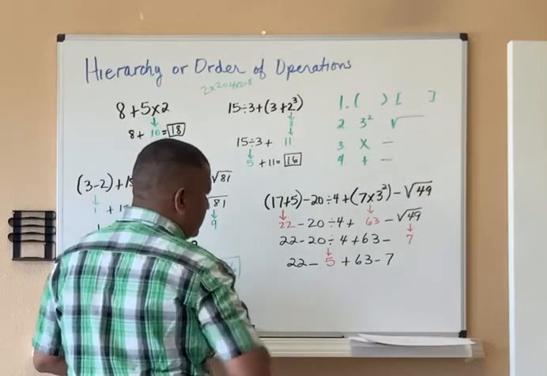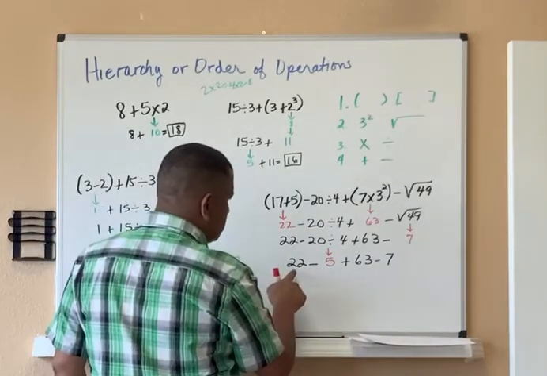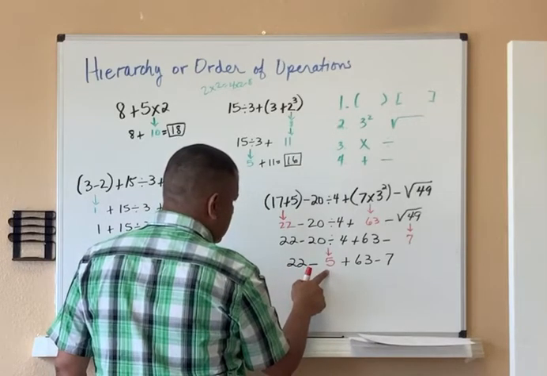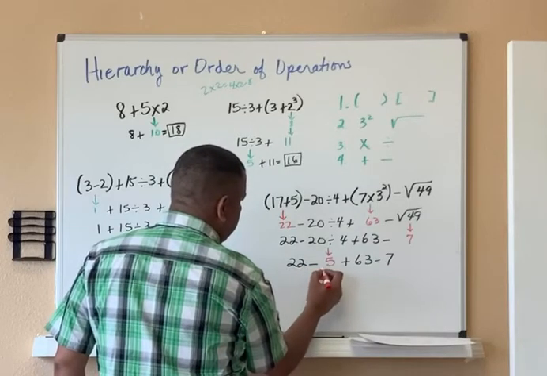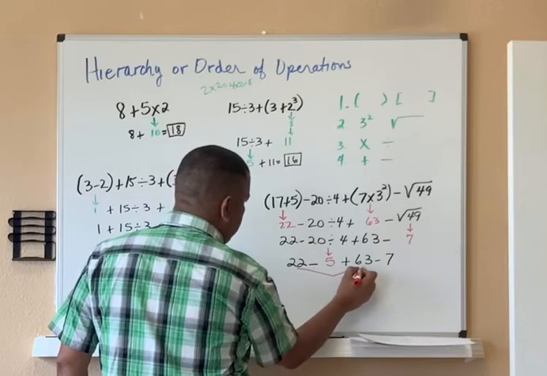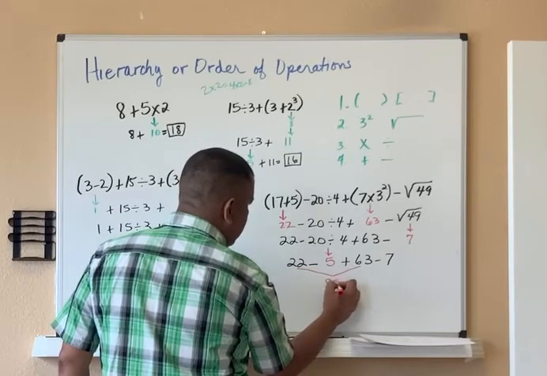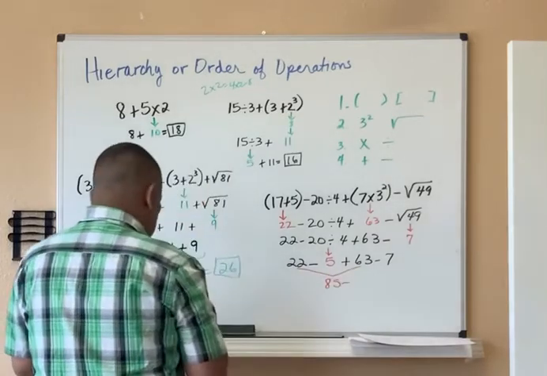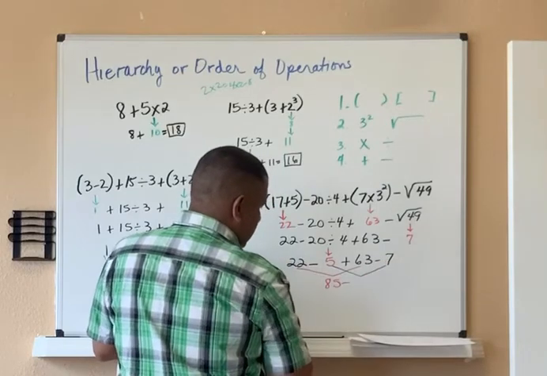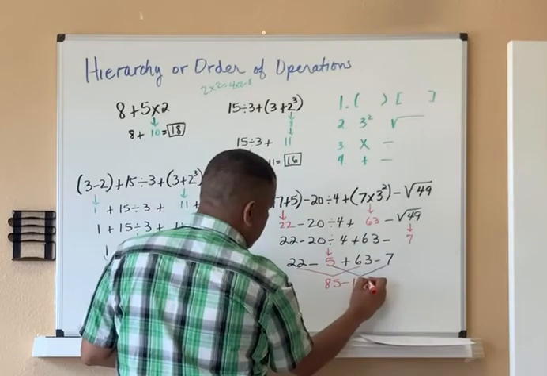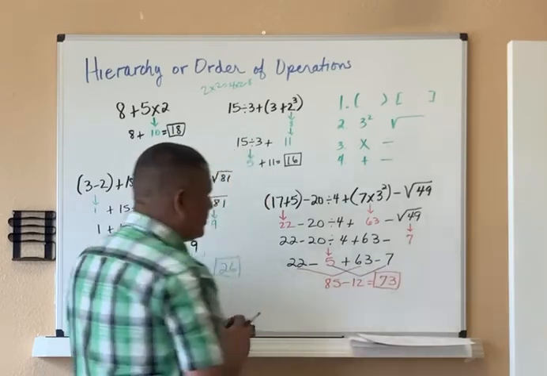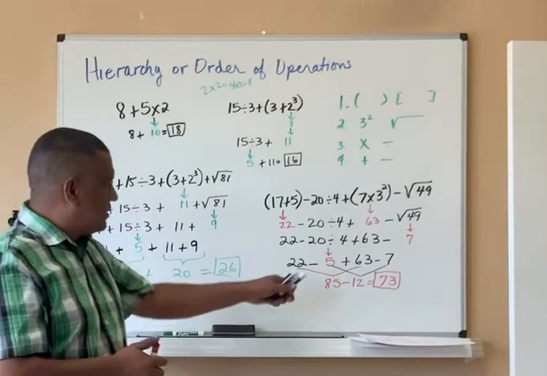Okay, so I go ahead and start, I'm going to do all the similar signs. 22 plus 63 is 85, minus 5, negative 5, and negative 7 is negative 12, equals 73. So if you got 73 as an answer, that's a correct answer.